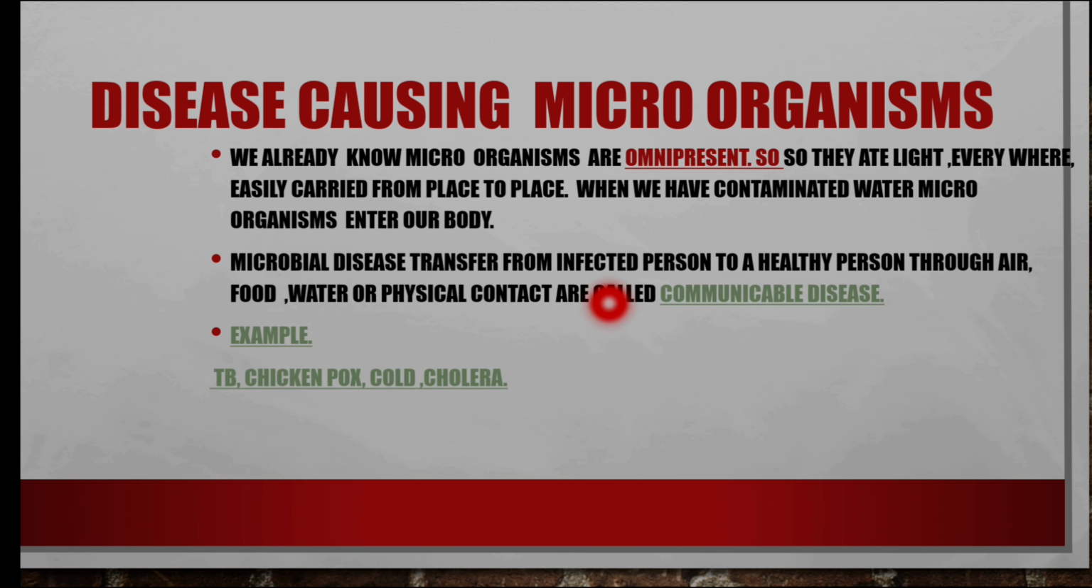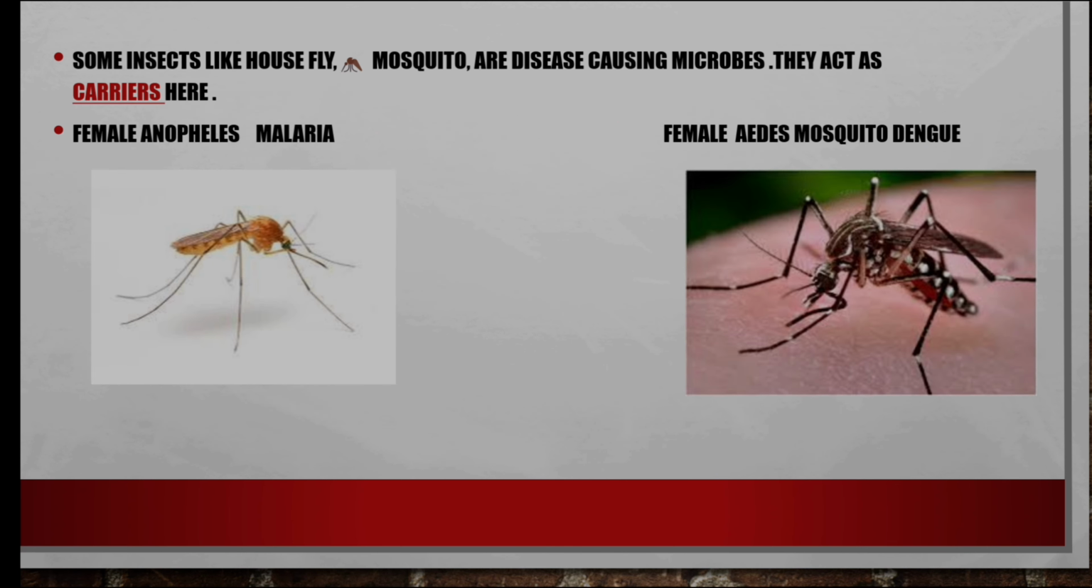Microbial diseases travel through air, water, food and physical contact also. Examples of communicable diseases are TB (tuberculosis), chickenpox, the normal cold and cholera. Next, housefly and mosquito: insects also create diseases. Mosquitoes and houseflies carry disease-causing organisms from the source to healthy persons.